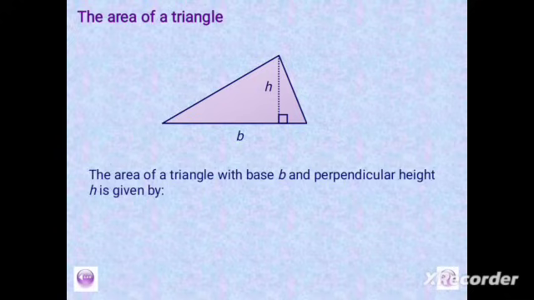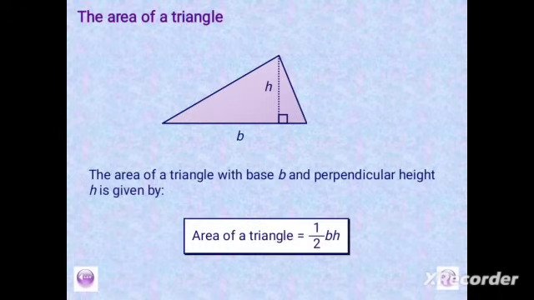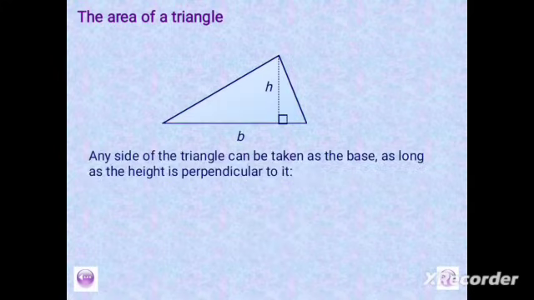a triangle of base B and height h. Now the area of a triangle with base B and perpendicular height h is given by a half base times height. That is the formula for finding the area of a triangle, given the base and the height.